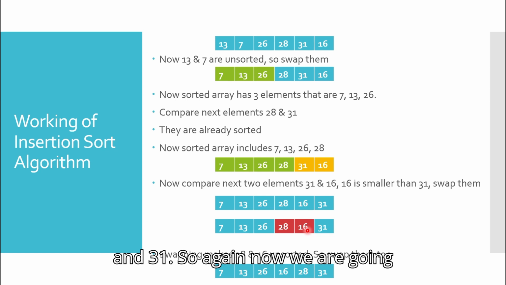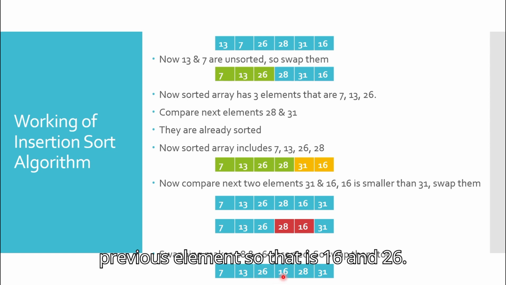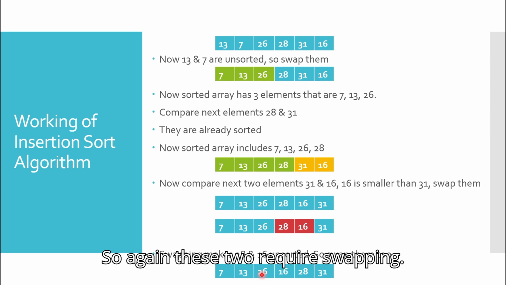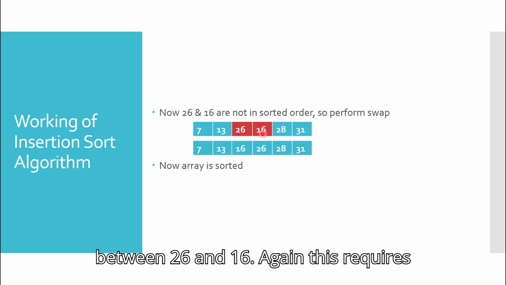Again we check one step back, 28 and 16. These two require swapping, so it becomes 7, 13, 26, 16, 28, 31. Again it does the comparison with the previous element, that is 16 and 26. Again these two require swapping, so it does the comparison between 26 and 16.